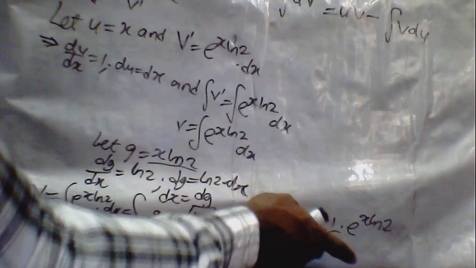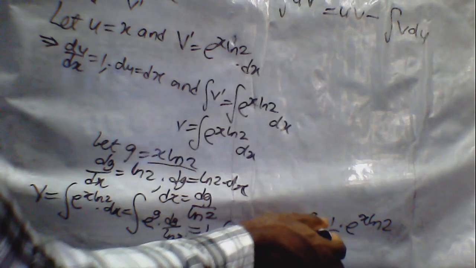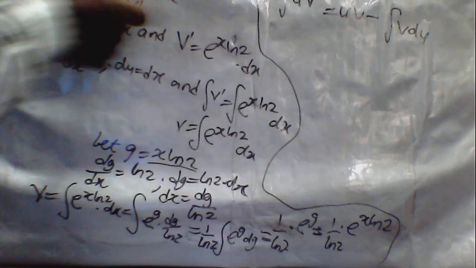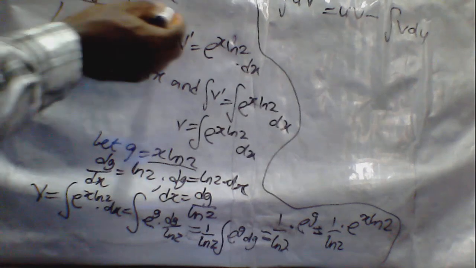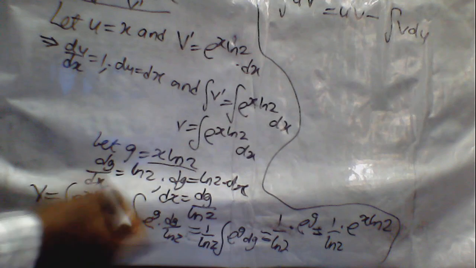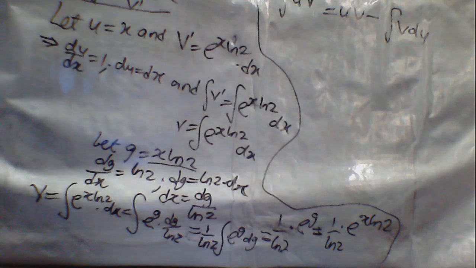So once you get to this point, we can now substitute all we have gotten in the equation to solve for this. So I have arrived at integration of v is equal to what? 1 over ln 2 dot e raised to power s ln 2. So we can now solve for this formula.